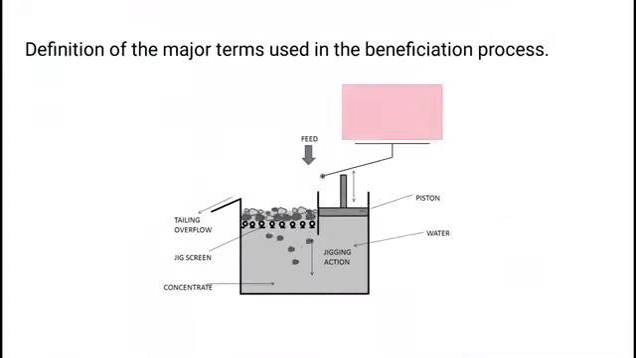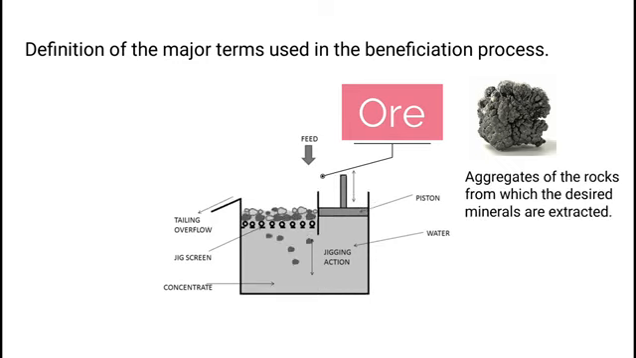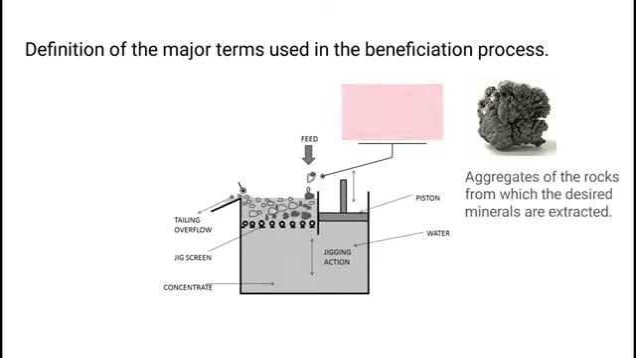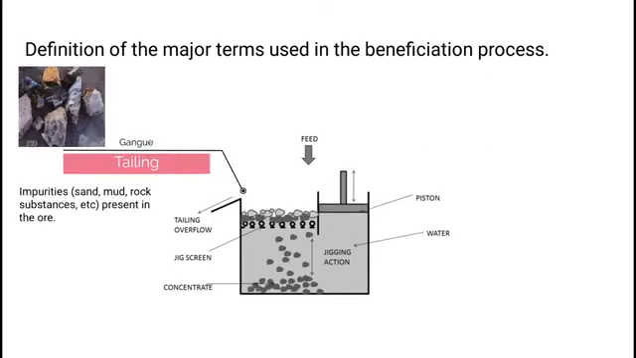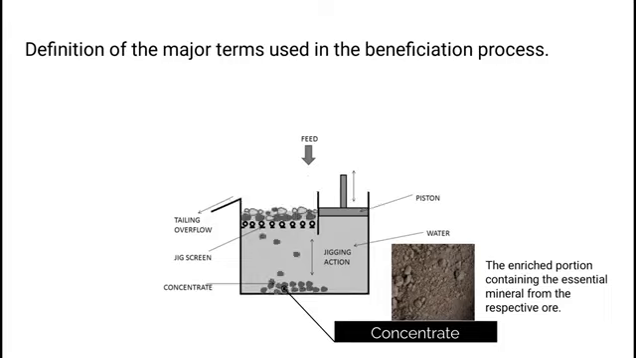Definition of the major terms used in the beneficiation process. Ore. These are the aggregates of the rocks from which the desired minerals are extracted. Gangue. These are the impurities, sand, mud, rock substances, etc., present in the ore. Concentrate is the enriched portion containing the essential mineral from the respective ore.